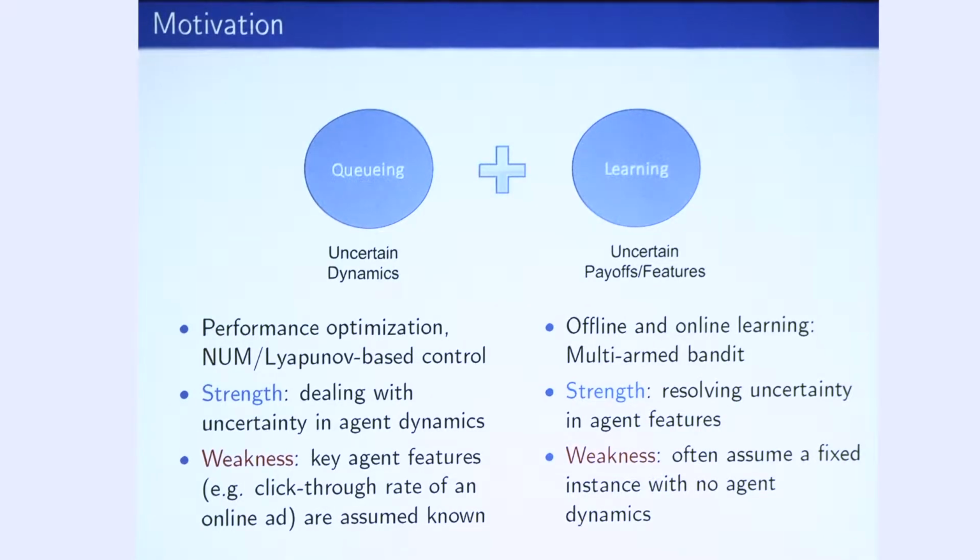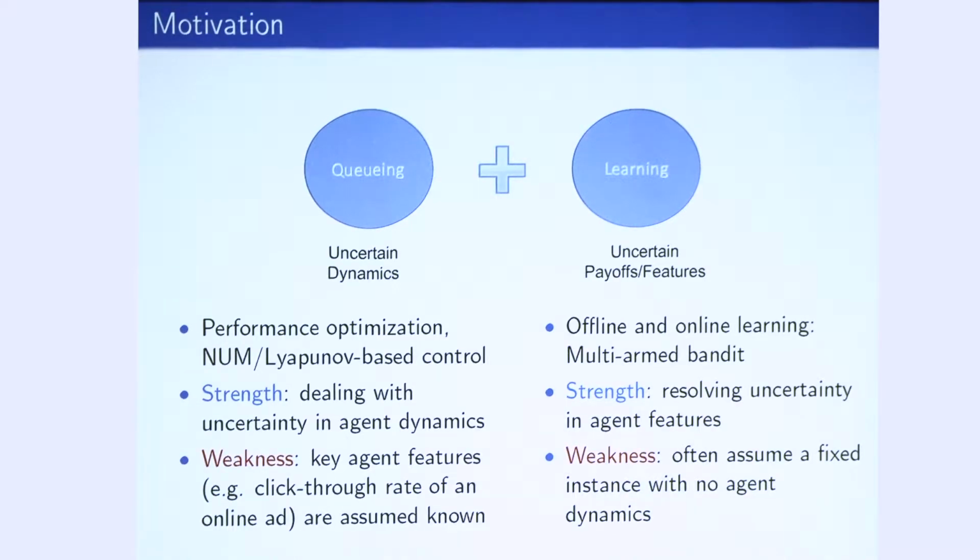By queuing, I'm broadly referring to the area of performance modeling, network utility maximization, as we've seen in the previous parts of the tutorial, and also Lyapunov-based stochastic control. This body of research has an in-depth understanding of how to deal with uncertain agent dynamics, for example, the arrival process of a client to the system. But in many applications that we're going to see later, we also face uncertain agent features. Here, agent could mean the clients or the servers.